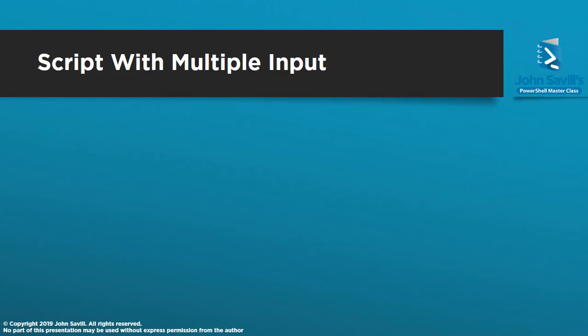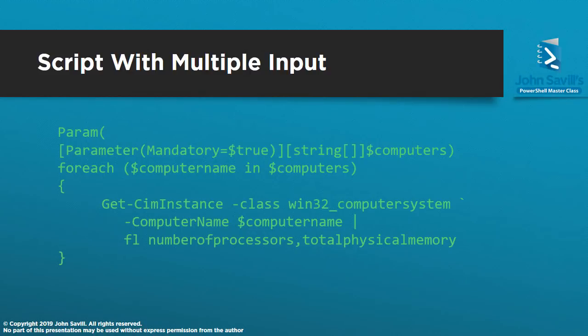I can have multiple inputs. Here, I've changed it to an array. So instead of it just being a string, you'll see it's a string with a set of square brackets, which represents an array. So I could pass one machine, I could pass 5 machines. What I'm doing here is that computers will contain possibly an array, it may just have one. And so I'm going to iterate through them.